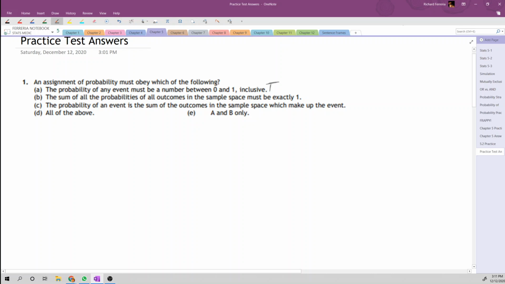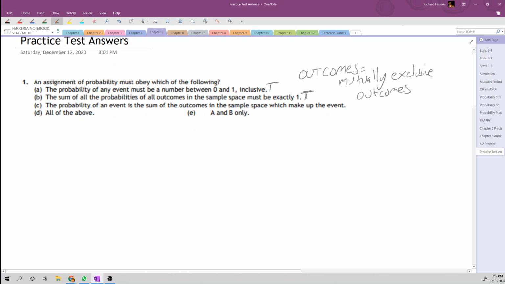Number 2, or letter B, the sum of all the probabilities of an outcome in a sample space must be exactly 1. And this is true as well. Now, this kind of supposes, of course, that all the outcomes means mutually exclusive outcomes. Now, if those outcomes happen to not be mutually exclusive, then this would actually not be true. But I think that's the reading that we're doing for this one.